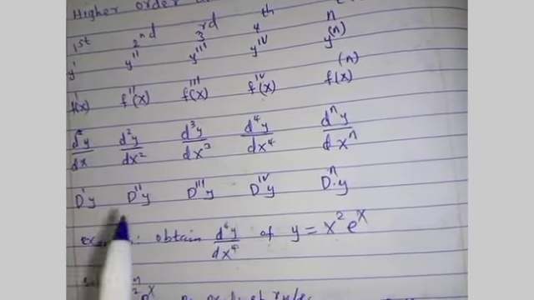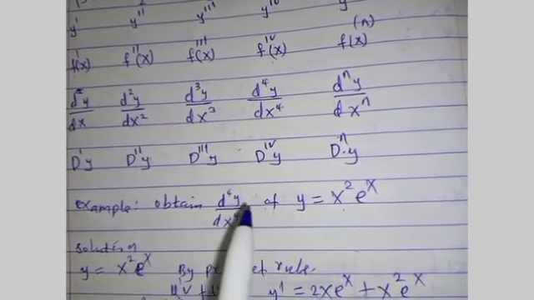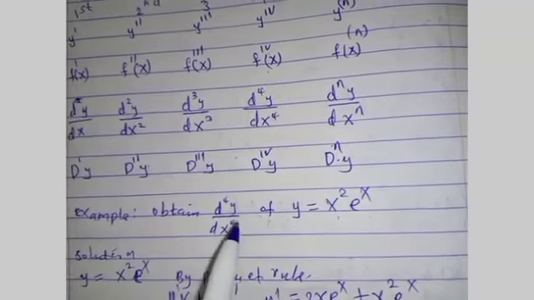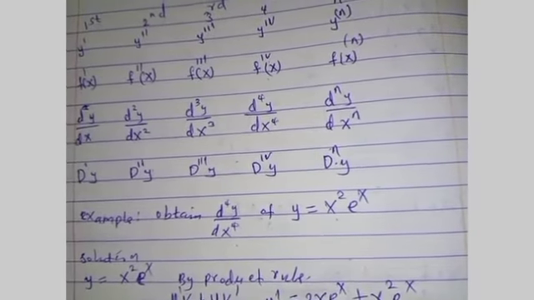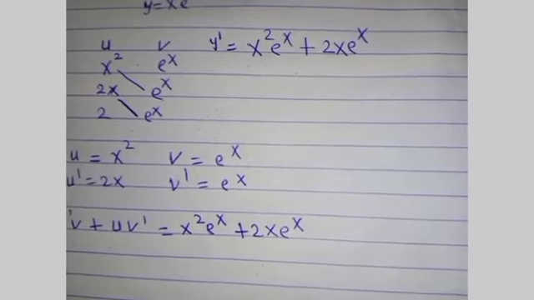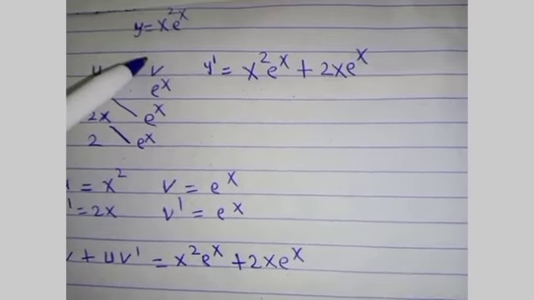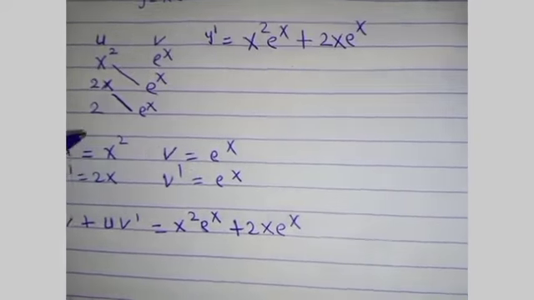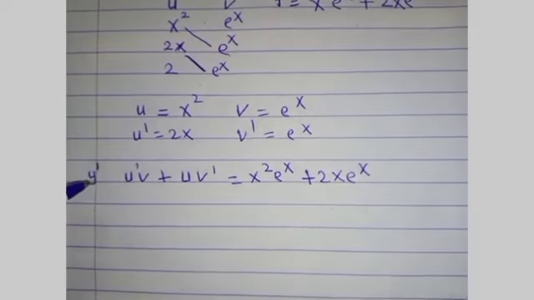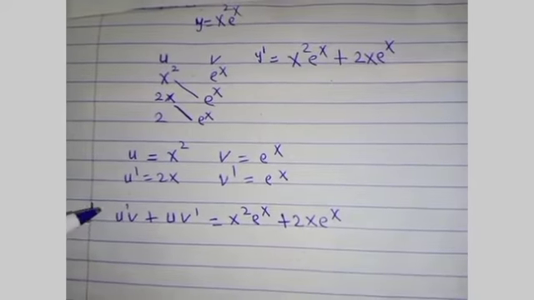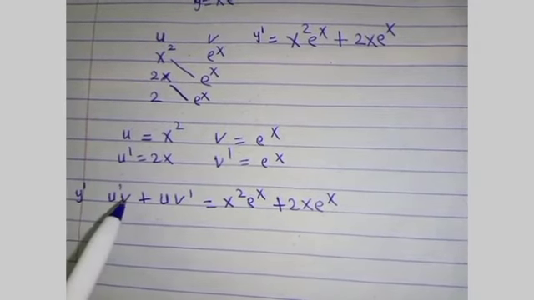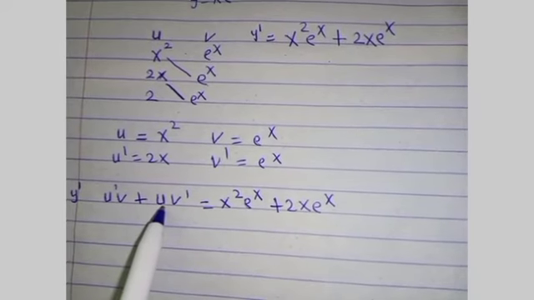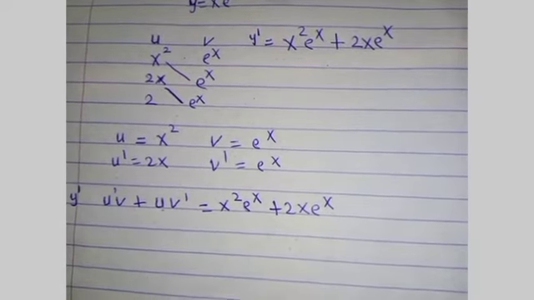So we want to do an example. Given y is equal to x squared exponential x, find the fourth derivative. So we are going to use the product rule. Product rule tells us that you differentiate the first function and multiply by the second function kept constant, plus the first function multiplied by the second function differentiated.